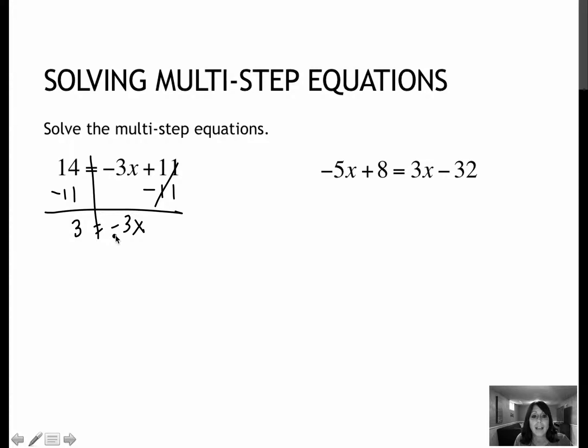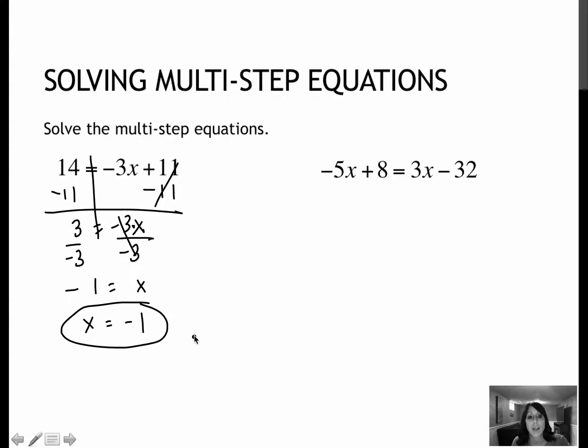And now I'm trying to isolate x by dividing by negative 3 so that I get just 1x. And I get negative 1 equals x, or if I want to rewrite it so x comes first, x equals negative 1. Feel free to do your check. For the second one, we see that something's a little bit different. So maybe you've noticed it already and maybe you haven't. What I see is that I have an x on both sides, and that's the first question that we've done together where we have an x on both sides.